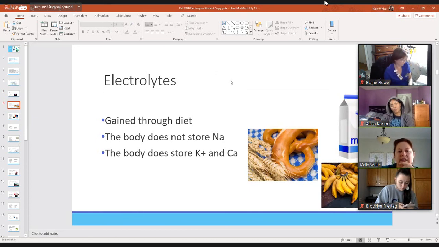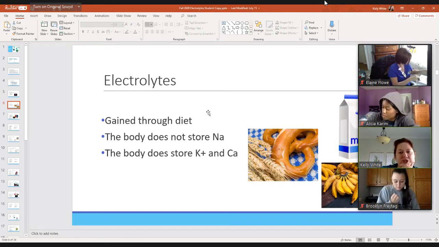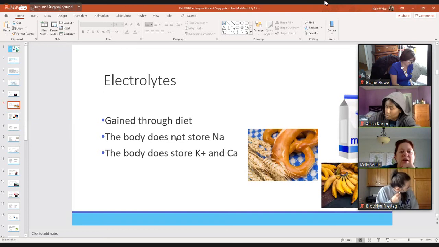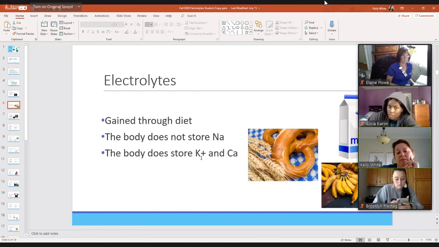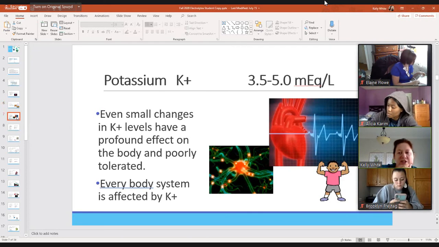Our electrolytes are gained through our diet. Whatever we eat and drink is how we get our electrolytes. And just an FYI, your body does not store sodium, but it does store and hold on to potassium and calcium. So eating and drinking is how we find our sources of electrolytes.